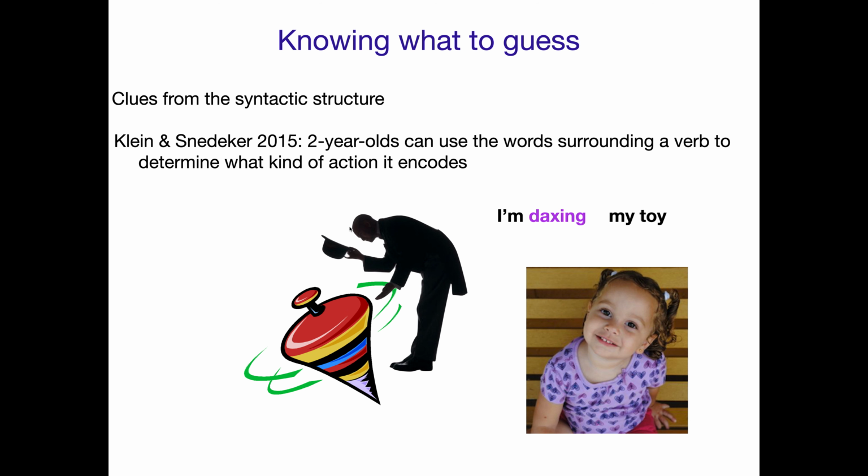Versus, if you do something very similar, I'm daxing to my toy, now they're able to focus in on the fact that there's a difference, that to means something. And now you're not talking about directly doing something to the toy. You're talking about doing something in the general direction towards the toy. Well, that must be the bowing motion. So 2-year-olds can do this. It's a simple enough linguistic context that they can apparently do this.